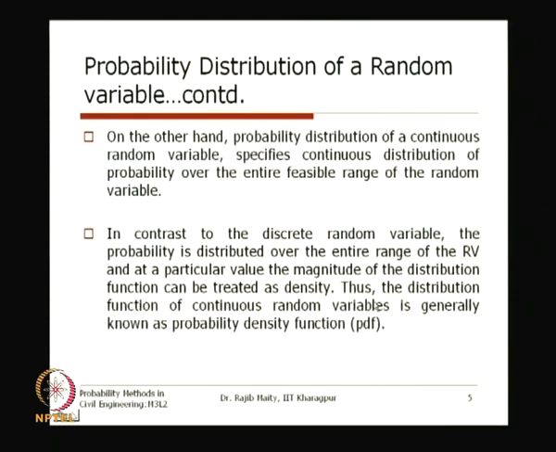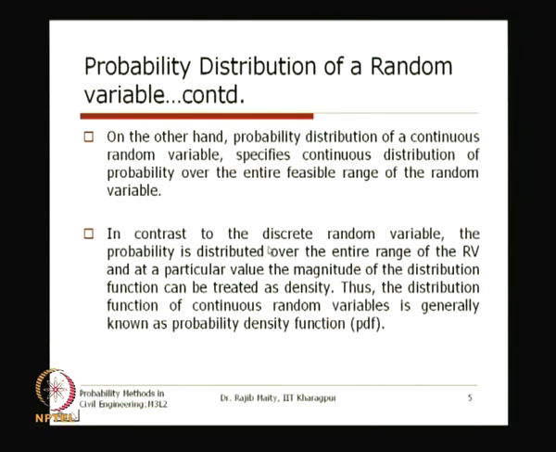On the other hand, for the continuous random variable, this is not the case. This is specified over a region. So, the probability distribution of a continuous random variable specifies a continuous distribution of the probability over the entire feasible range of the random variable. So, if the random variable is continuous, then that random variable is specified over a range, and the distribution function should be specified, obviously, in terms of a function over the entire range.